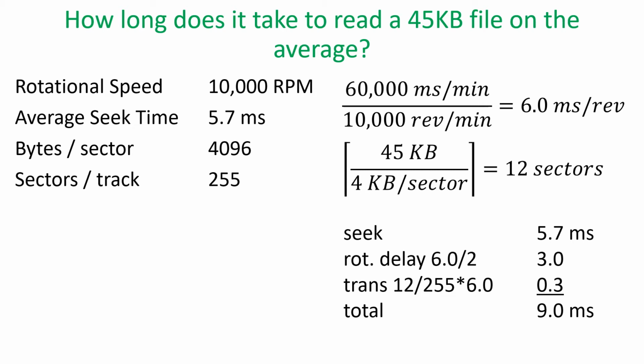So you divide 45 by 4, and that gives you a fractional number of 11.25, rounded up to 12, and you get 12 sectors. Then, to calculate the result, we simply take the seek time, which was given to us, half the rotational time, which is 3.0 milliseconds, and then 12 sectors per file divided by 255 sectors per track, and multiply that by the spin time, and you get 0.3 milliseconds. Add it all up, and you get an answer of 9 milliseconds.